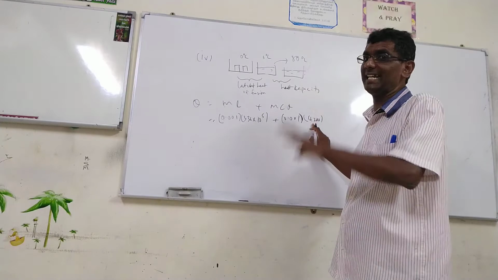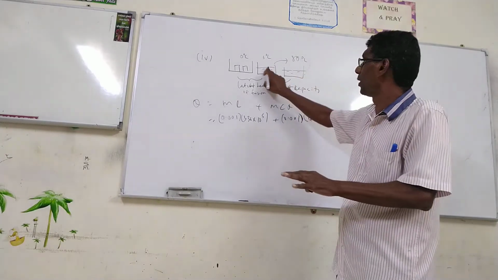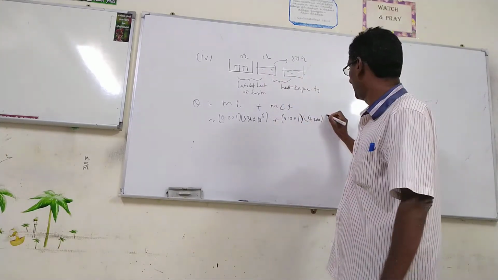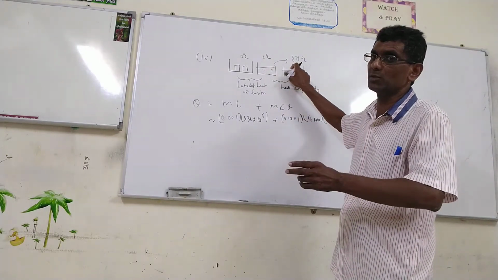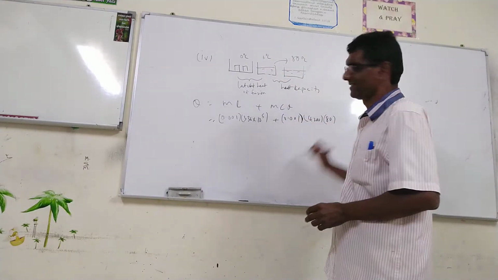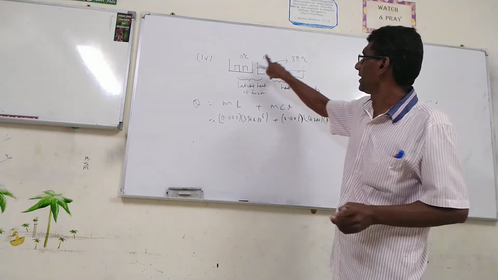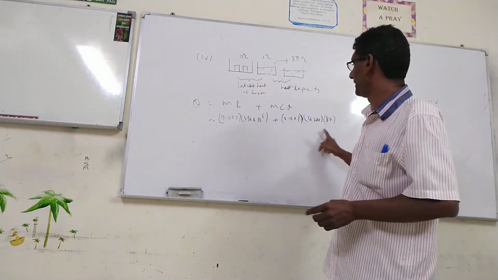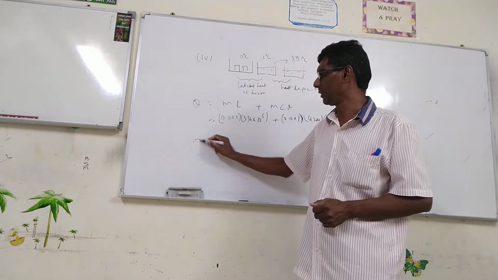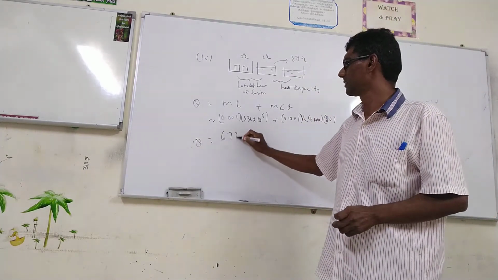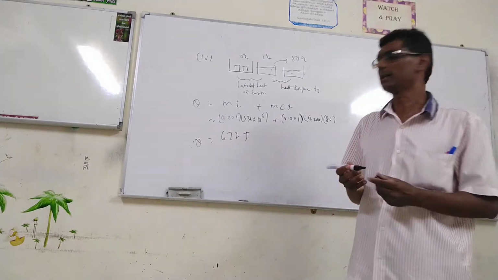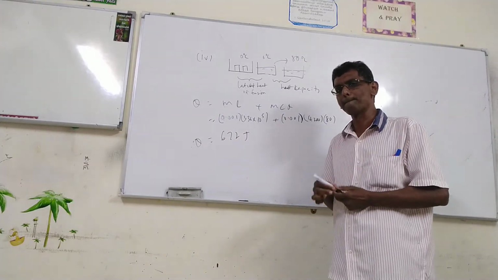4200 is the specific heat capacity of water. And theta, from 0 to 80, the difference in temperature is 80 degrees Celsius, 80 minus 0, so 80. So if you do that, we get Q equals 672 Joule. Okay.